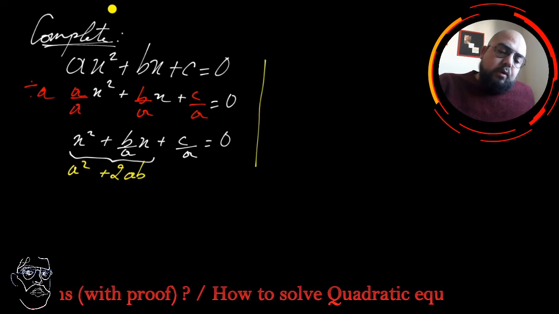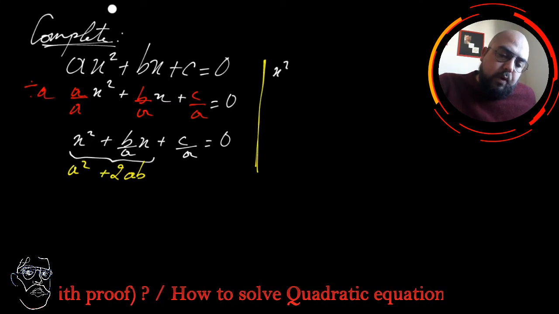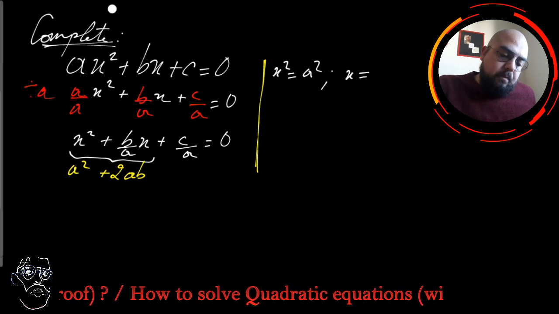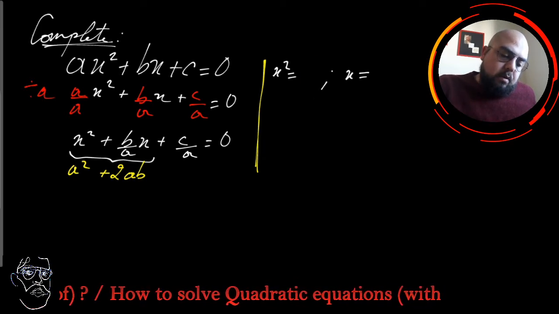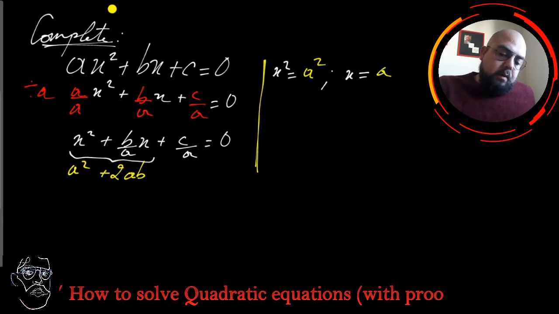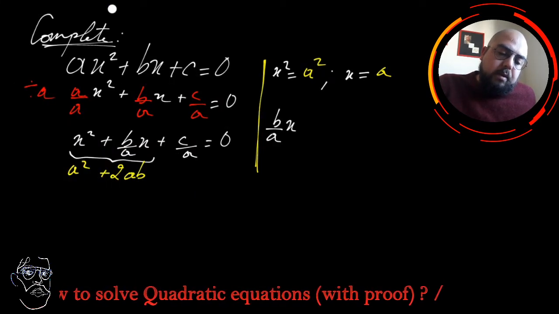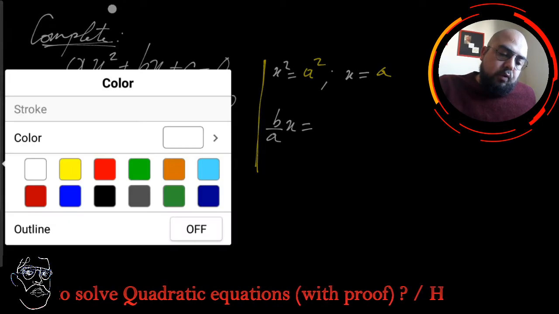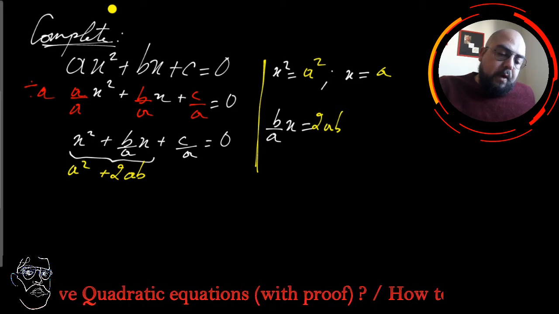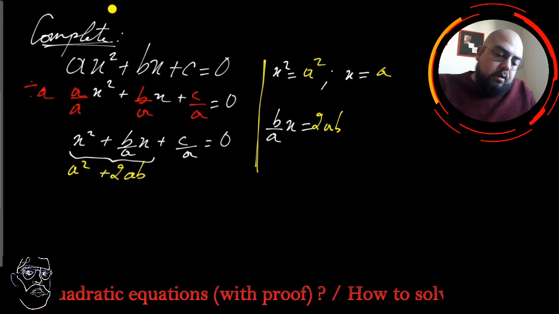So I should find out what is the value of b squared and add it in my equation. So I will have to do a certain identification. I simply say I have x squared is equal to a squared, x is equal to a. And similarly, you will have to talk about b over a x is equal to 2ab. So we should find, in this case, the b that we're gonna add.